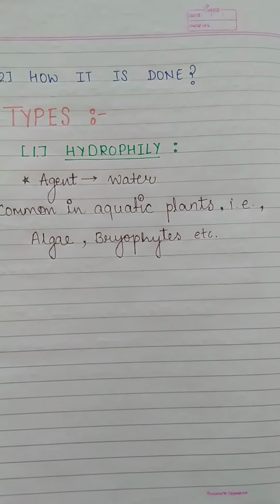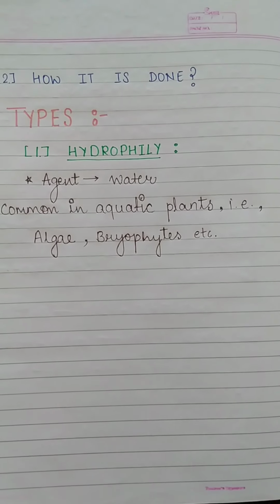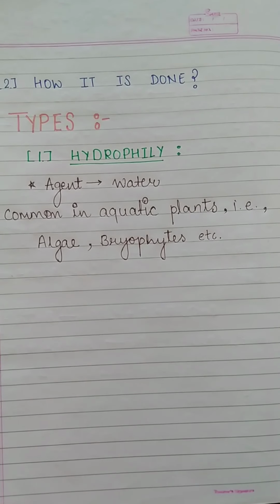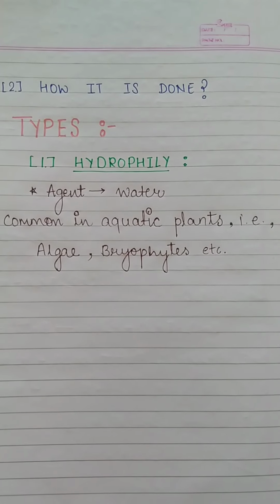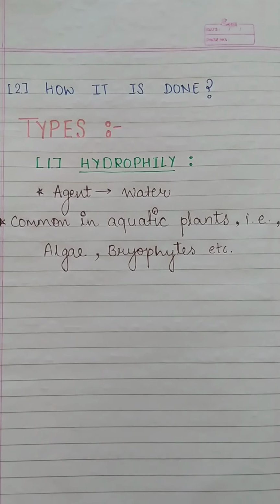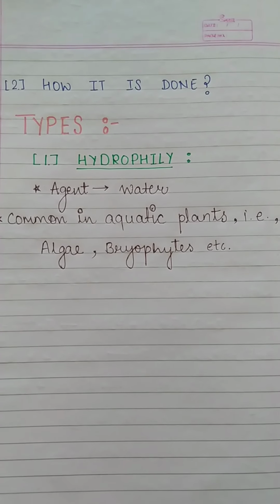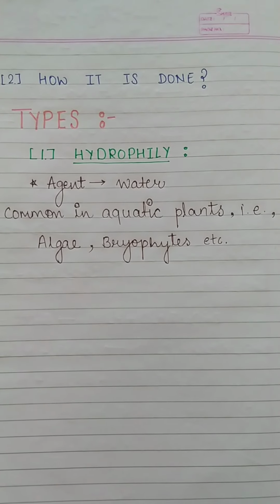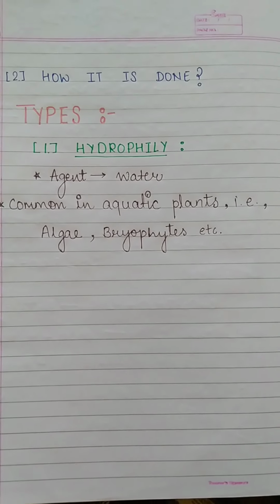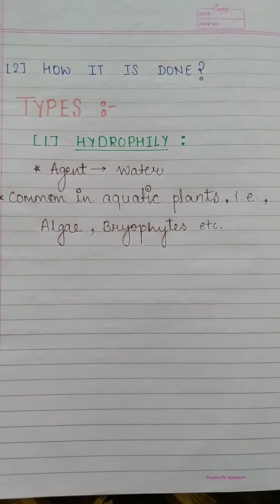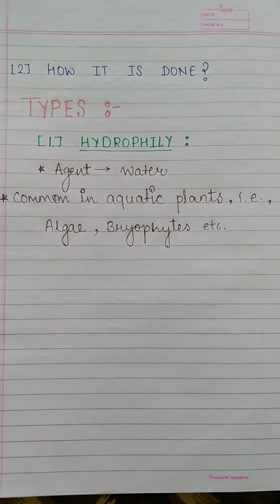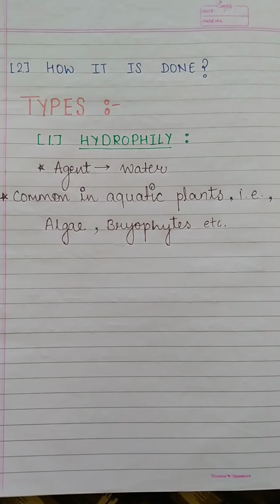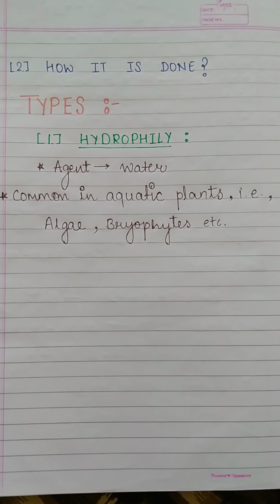It is very common in aquatic plants, that is algae, bryophytes, pteridophytes and some angiosperms, etc. In hydrophily, the flowers are small, colorless, odorless and nectarless, and the stigma are long and sticky. Pollen grains are long, needle-like and are carried passively by water. Example, Hydrilla, Zostera, marine angiosperms.